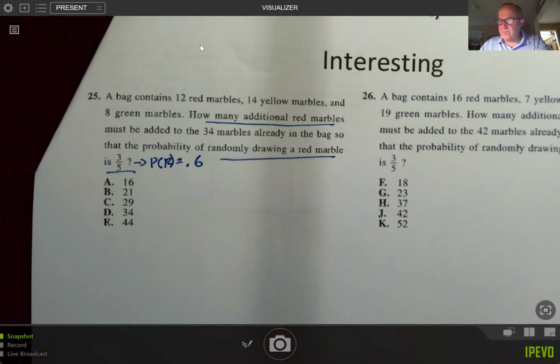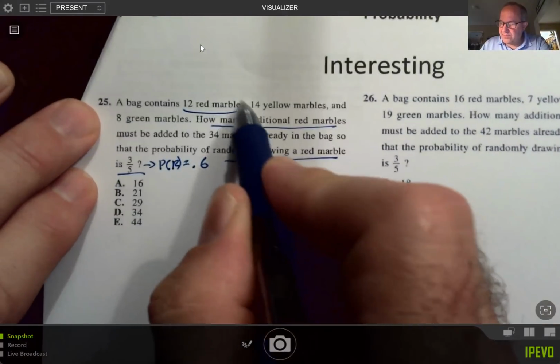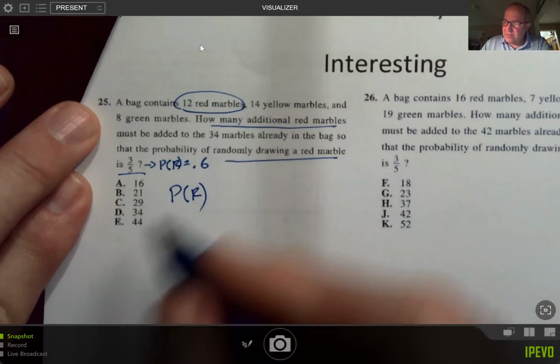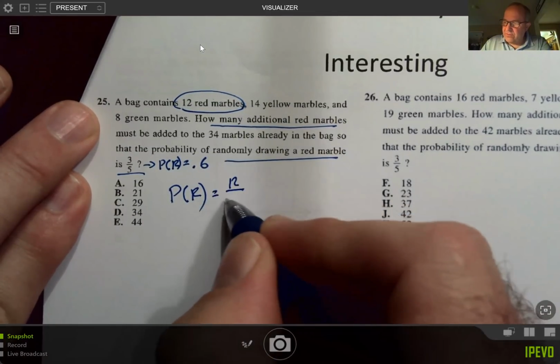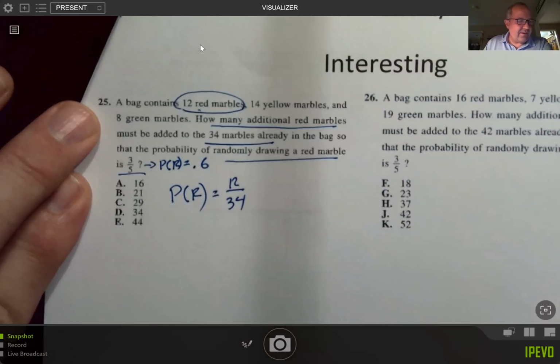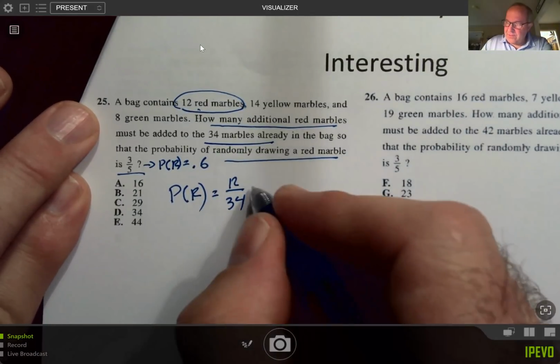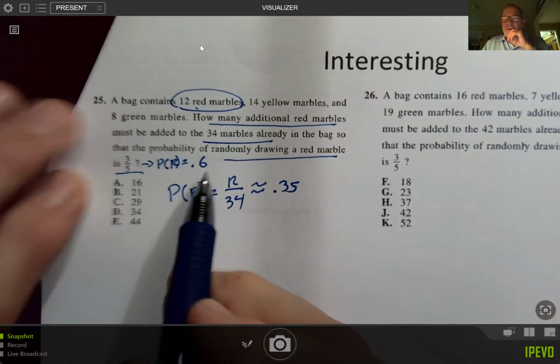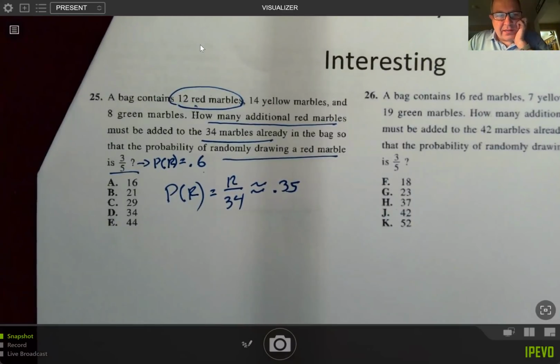Let's see what it is right now. There's 12 of them. So the probability of drawing a red marble at this moment is 12 out of 34, right? 12 marbles out of a total of 34. Now, if I divide those out, I'm going to get about 0.35, nowhere near 0.6. So we're not going to do a lot of math on this to figure it out, or algebra. We're just going to plug in numbers and see.